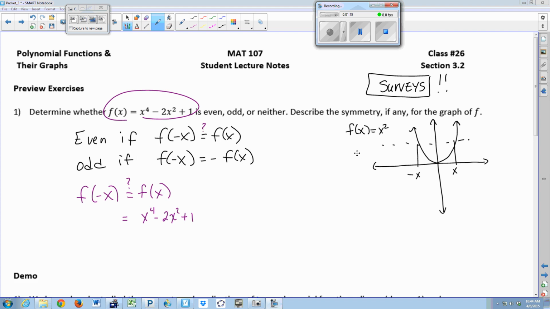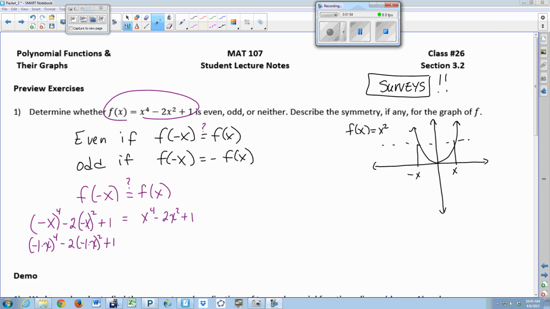Now remember, every time you replace x with anything that has a negative in front, you've got to put it in parentheses. So this is the opposite of x to the fourth minus 2 times the opposite of x squared plus 1. I just replace x with the opposite of x everywhere I see it. Remember, this really just says -1 times x. That's how we create the opposite.